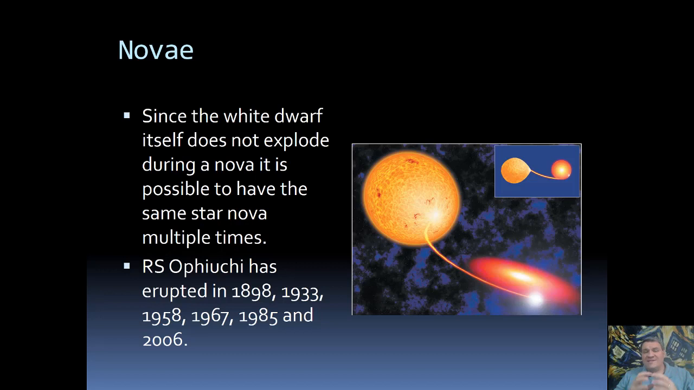Now, the white dwarf itself is still going to be around after this happens, which means that it's possible for the same star to nova repeatedly. One example of this is the star RS Ophiuchi. This is in the constellation Ophiuchus, which is near the constellation Scorpius. This has erupted in 1898, 1933, 1958, 1967, 1985, and also 2006. Now, unfortunately, it's not on a regular pattern, so we can't say exactly when it's going to erupt again, but it's pretty awesome that we can say that it will erupt again.